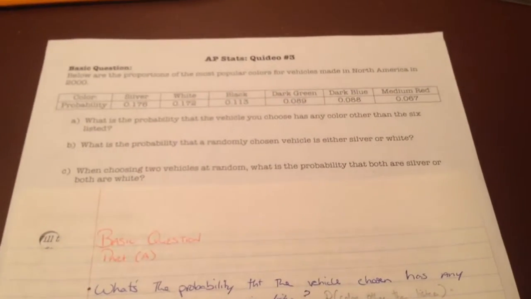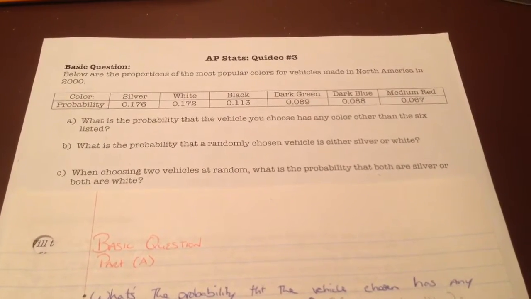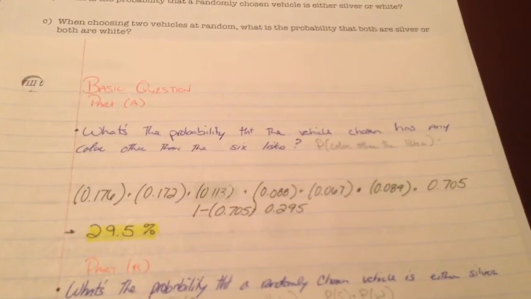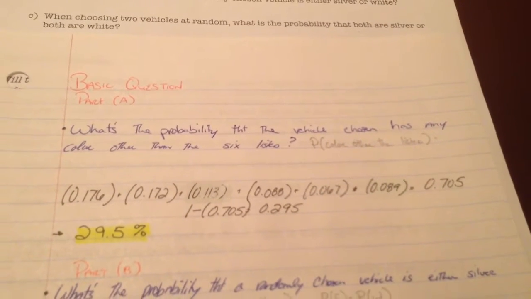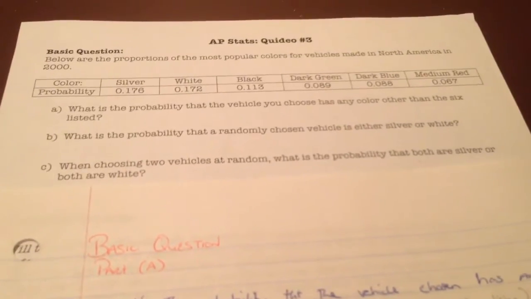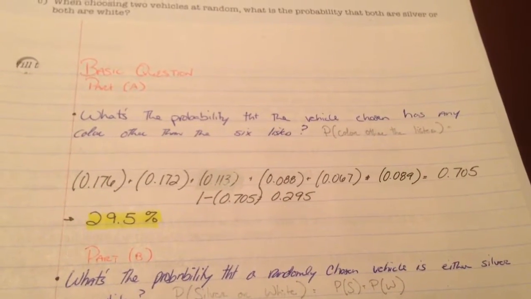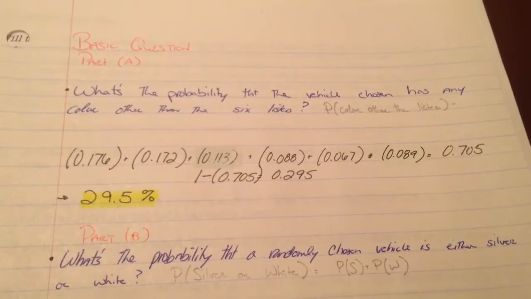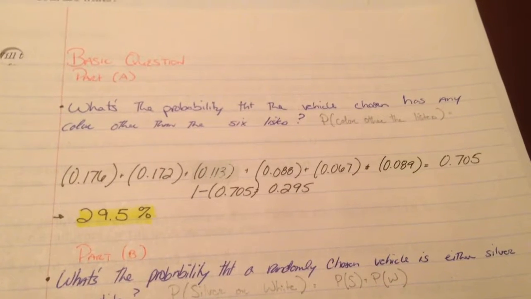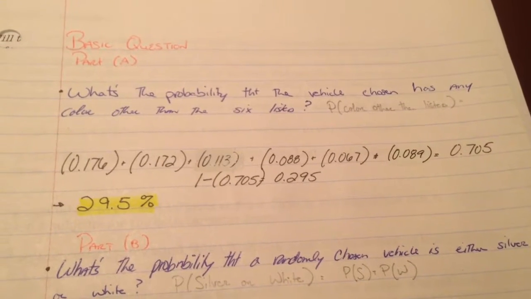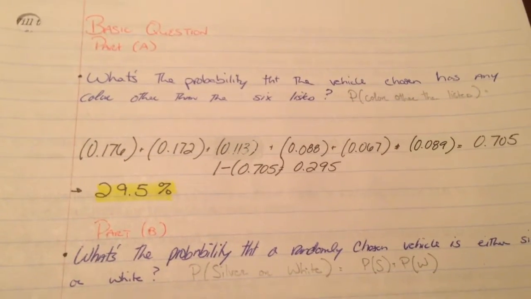I'll start off with my basic question here, which is dealing with proportions of car colors and probabilities. Part A of this question is asking us what's the probability that the vehicle chosen has any color other than the 6 that are listed, which are silver, white, black, dark green, dark blue, and medium red. In order to find this probability, you would have to do 1 minus all the colors that are listed. So what you would do is add them all up, which would get 0.705, and then you subtract that from 1, which would be 0.295, which would be your probability, which is highlighted in a percentage, which is 29.5%.